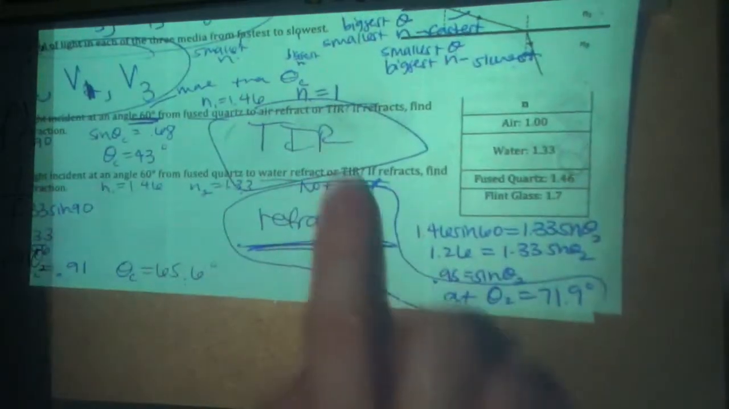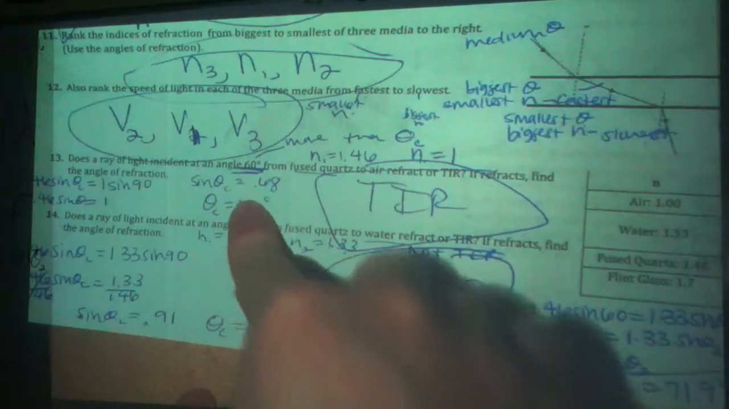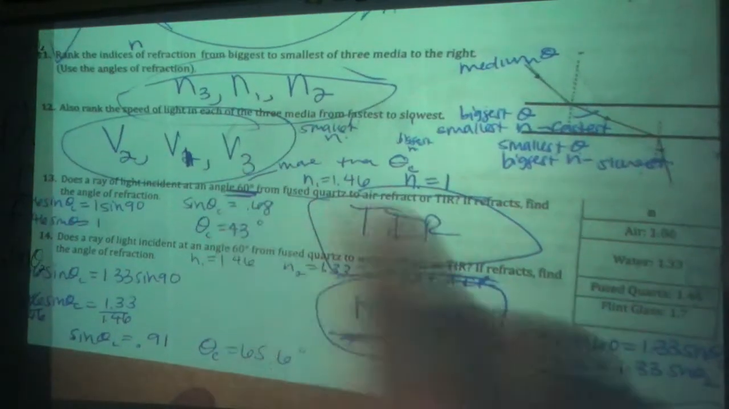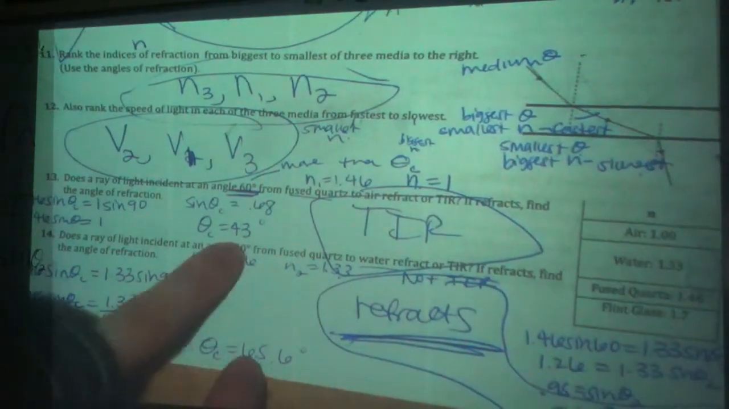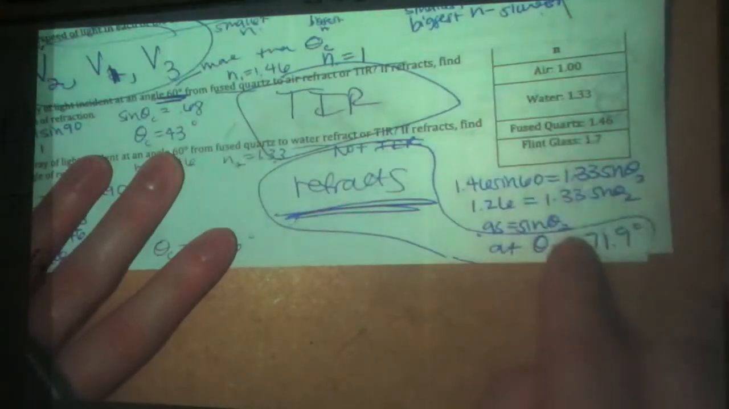So total internal reflection, again, you're just asking yourself, am I going into a smaller n? Yes for both of these. And find your critical angle. Once you find it, are you coming in more than that? Yes. So TIR, or no, 60 is not more than 65. Oh, that's just refraction. Just plug in, find what angle 2 is.